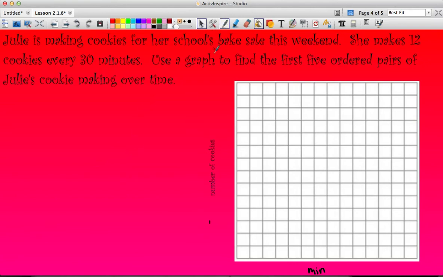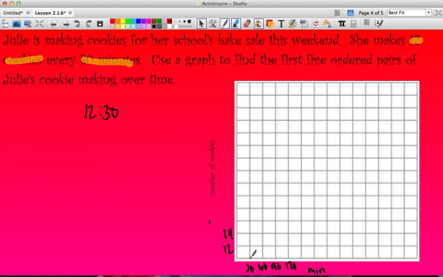And then now here what I can do, if I've got the hang of this and I know that I'm going to do 30 minutes, 60, 90, 120, and then I know here I'm going to go up by 12 because I make 12 cookies to every 30 minutes. Okay, and if I look, I know that that's correct.